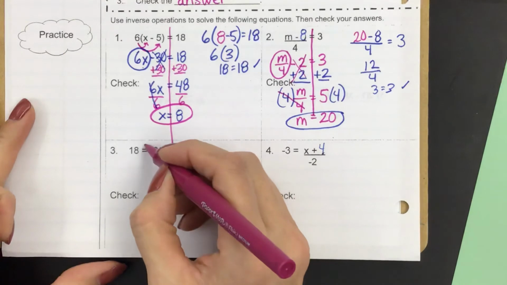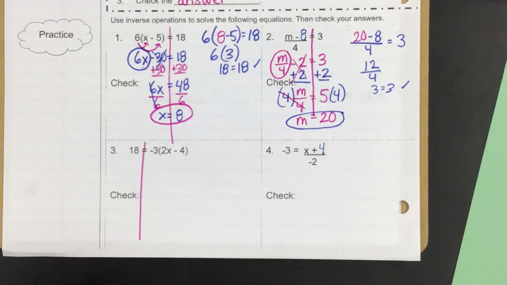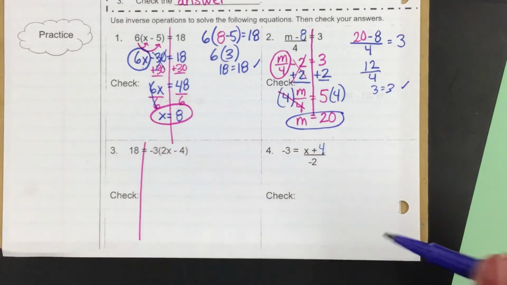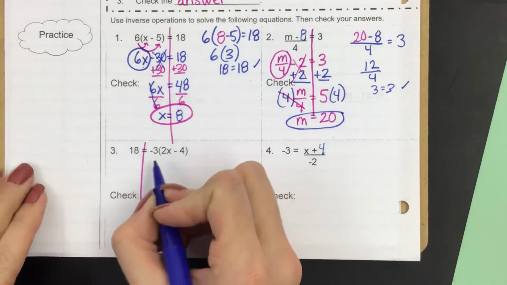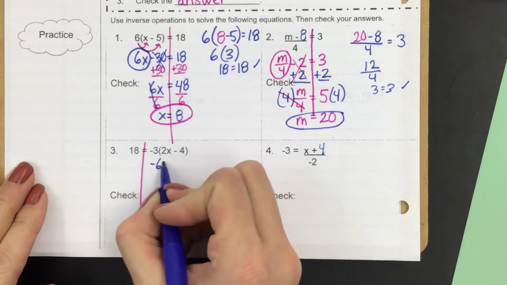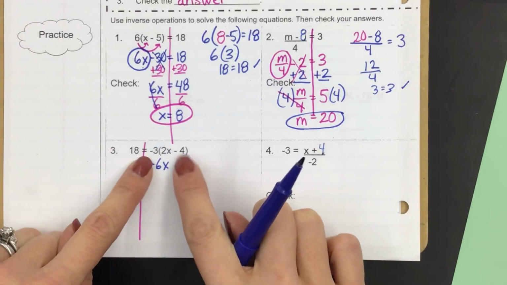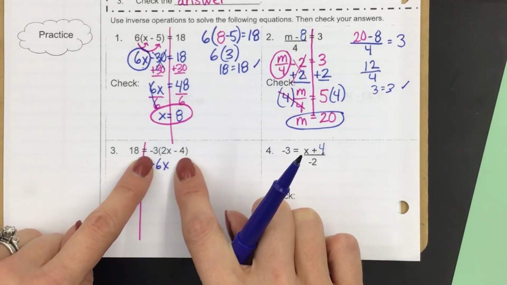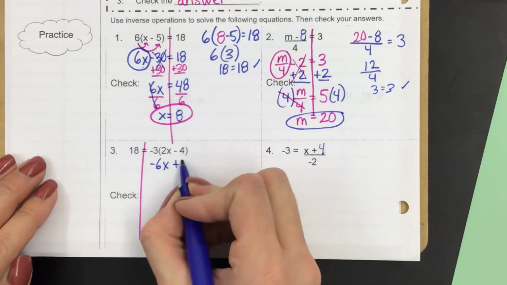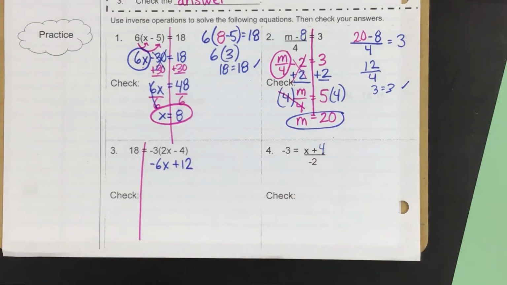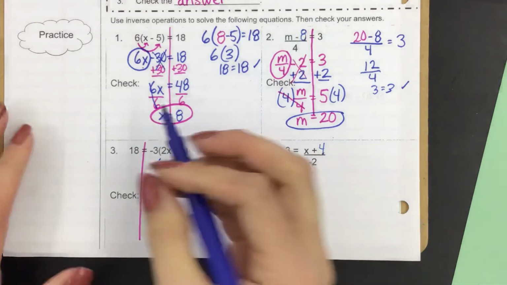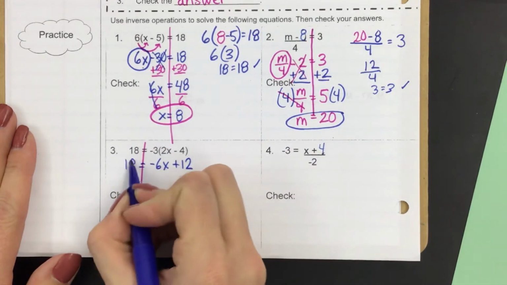All right, first one. We're going to distribute. So -3 times 2x is -6x. Then -3 times -4 is going to be a positive 12. It's okay if you want to write it as -6x minus -12 first and then switch it if that's easier for you, okay? And then we have 18.